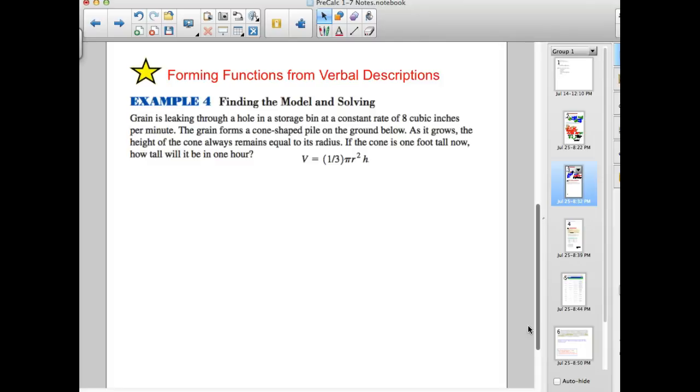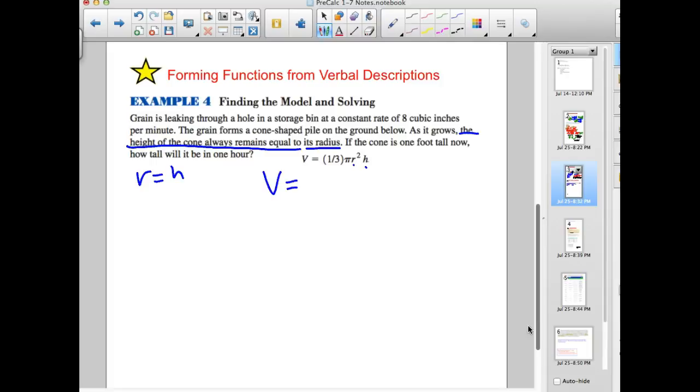The statement here that the height remains equal to the radius is going to allow us to simplify our volume formula. Instead of having volume in terms of radius and height, we're told that radius equals height. So I can replace my r with just an h, and my formula becomes 1/3 pi h cubed. So instead of r squared times h, we have h squared times h, or h cubed. Now, I chose to leave h in there because it asked me to find the height, right? So we want it in terms of h.